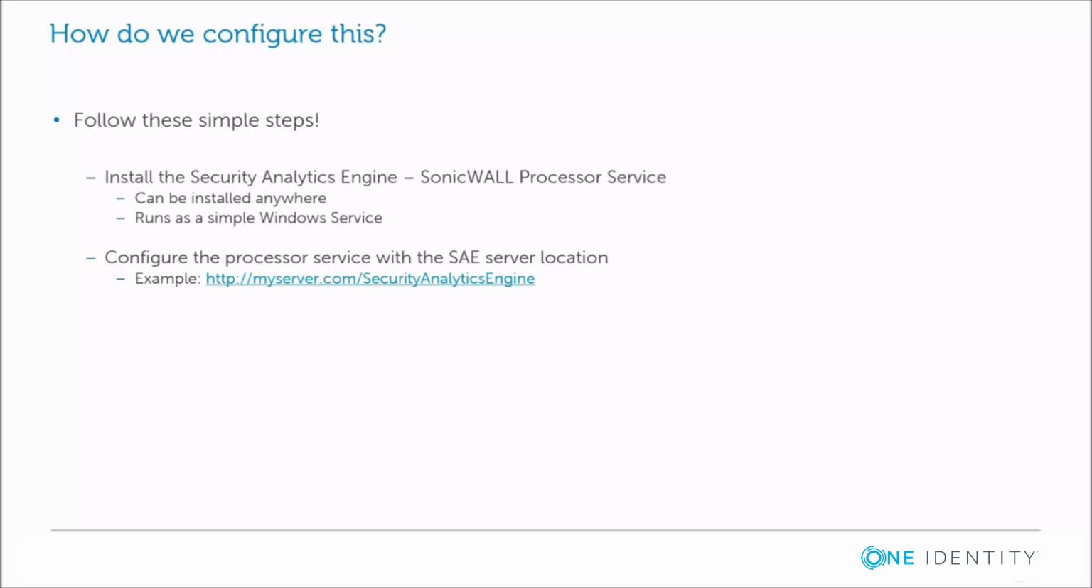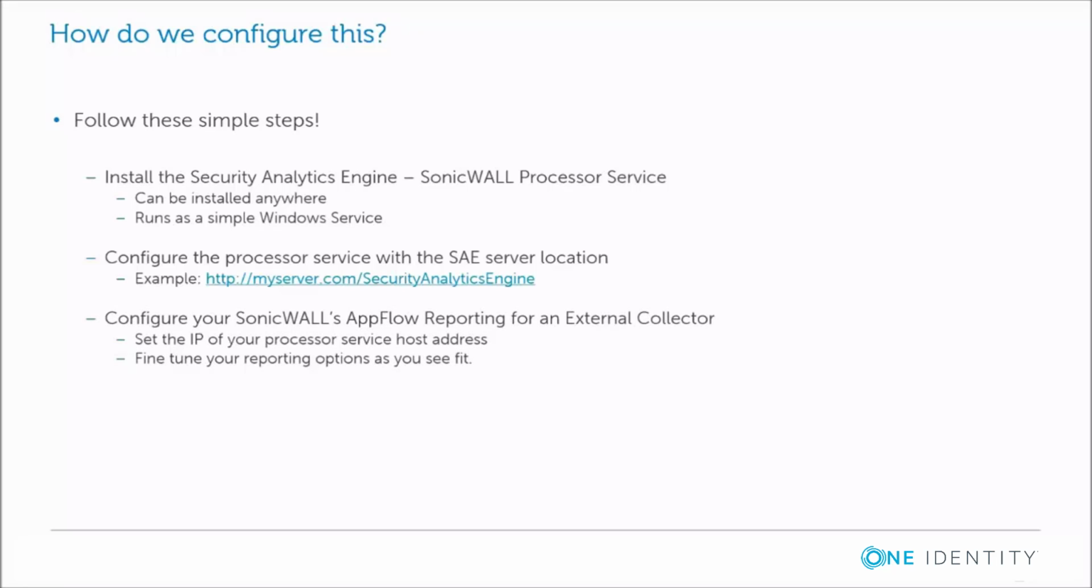So again, you've installed the Windows service and you're going to configure it saying, hey, when you're ready to talk to the Security Analytics Engine, here it is, right? So an example would be my server/security analytics engine. And again, that's where Cloud Access Manager typically is installed, right? Because the Security Analytics Engine is running as a parallel service right next to Cloud Access Manager.